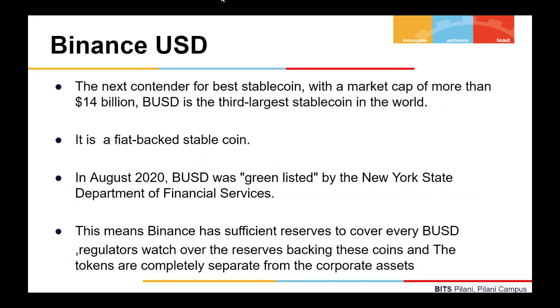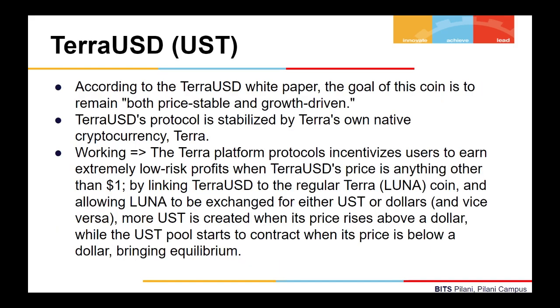Next, we have Binance USD. The next contender for the best stablecoin, with a market cap of more than $14 billion. BUSD is the third largest stablecoin in the world. It is a fiat-backed stablecoin, and in August 2020, BUSD was greenlisted by the New York State Department of Financial Services. Which basically means that it has a sufficient reserve to cover every BUSD, and regulators watch over the reserves backing these coins, and also the tokens that are being used are completely separate from corporate assets.